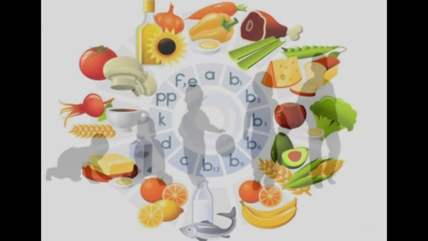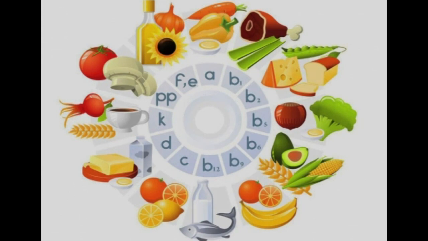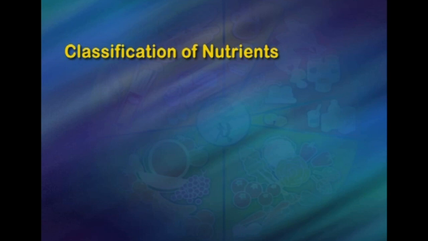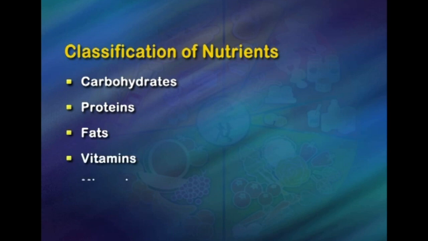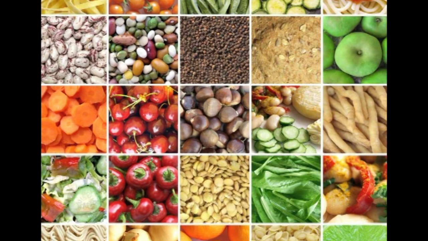These foods are classified based on the chemical component. So, when we say classification of nutrients, they are classified as carbohydrates, proteins, fats, vitamins, minerals, and water. Fiber also plays a very important role in our diet.